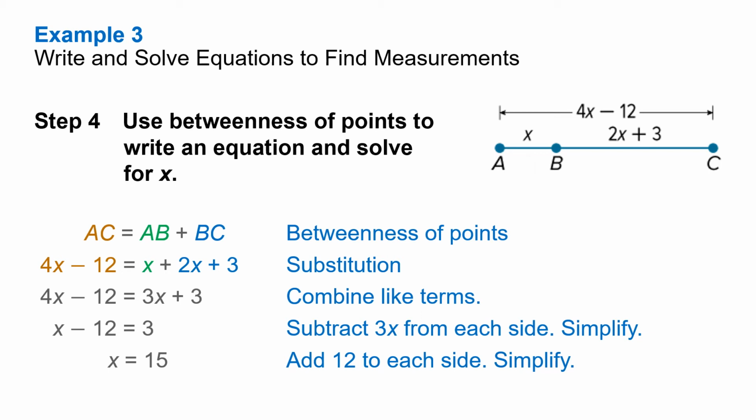We're then going to substitute the expressions given for each of those parts. AC is the whole line segment, which is 4x minus 12. AB represents x, and BC is 2x plus 3. We're going to combine like terms on the right-hand side of our equation. Then we're going to subtract 3x from both sides and simplify. Then we're going to add 12 to each side and find that x is 15.